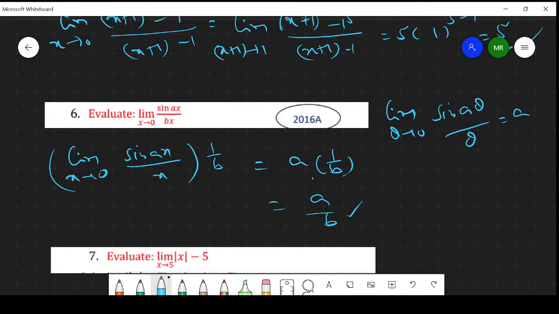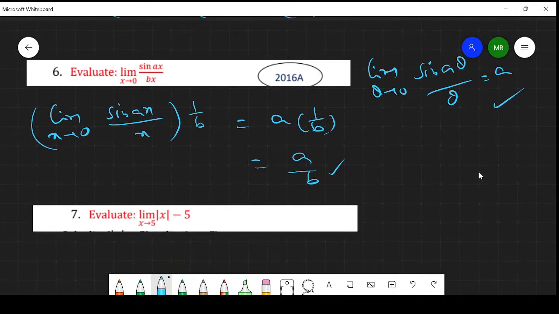When you are doing this formula, on the right side you show this: limit theta tends to 0 of sin a theta by theta is equal to a. You show this and do it like this. Otherwise, people may do it another way. They can also do it like this.